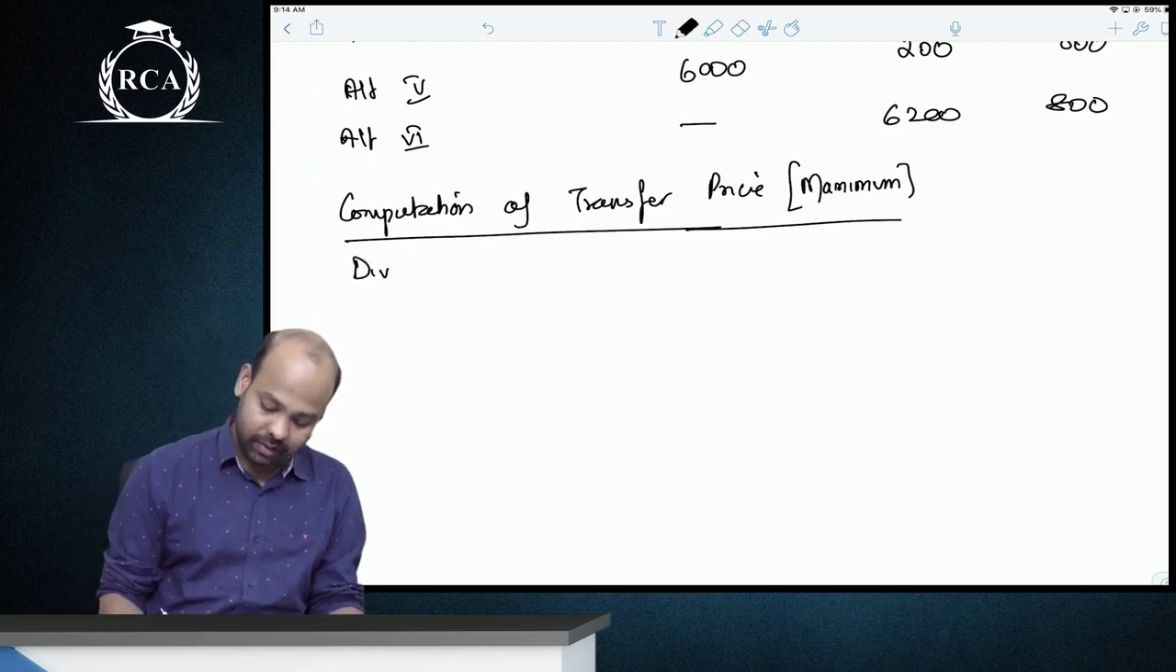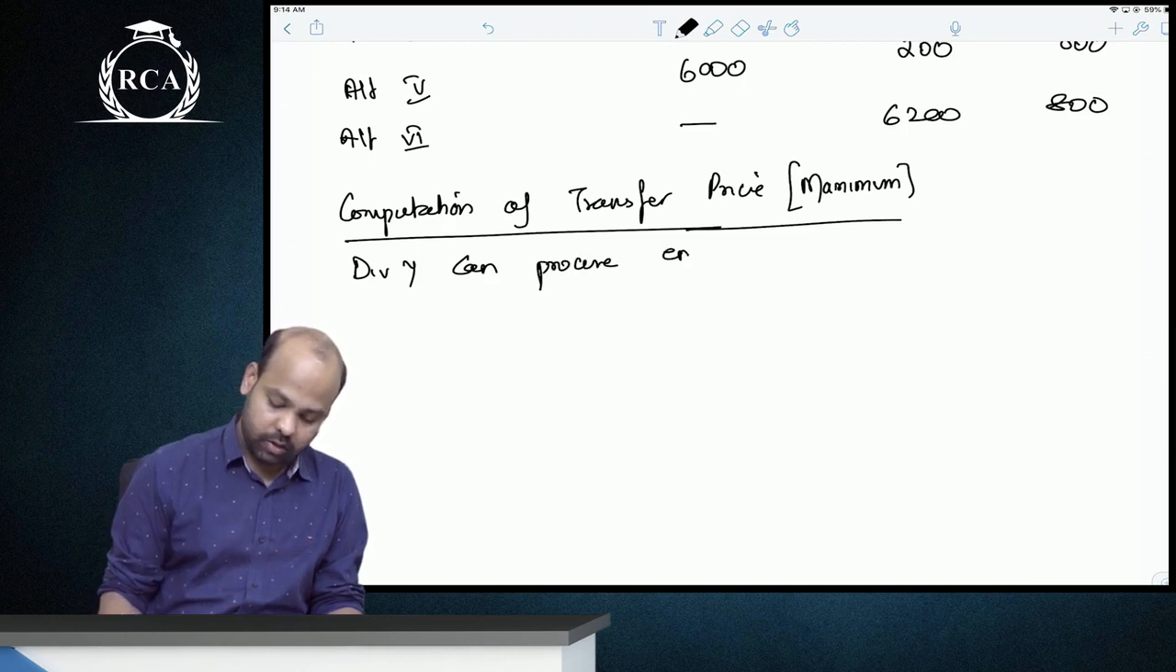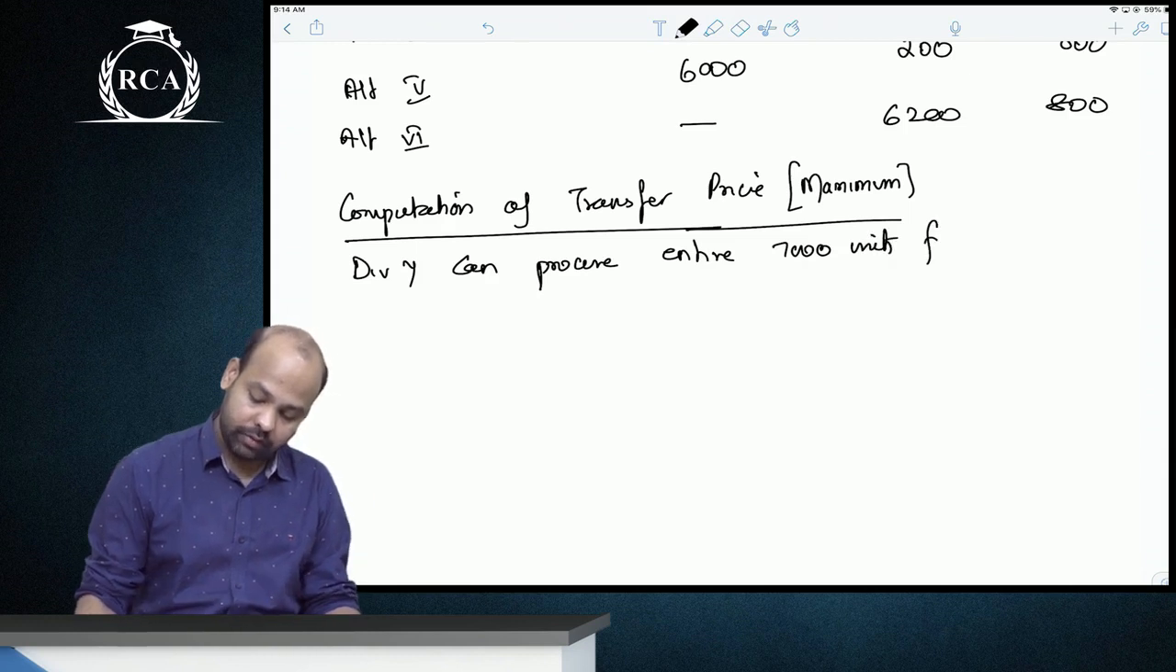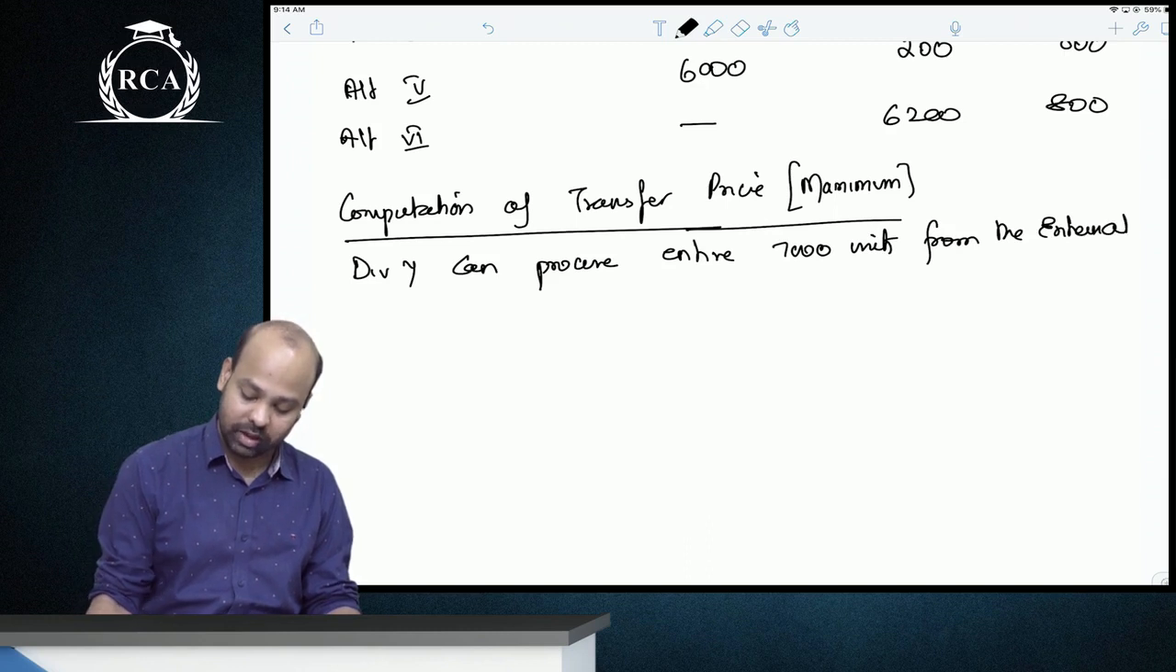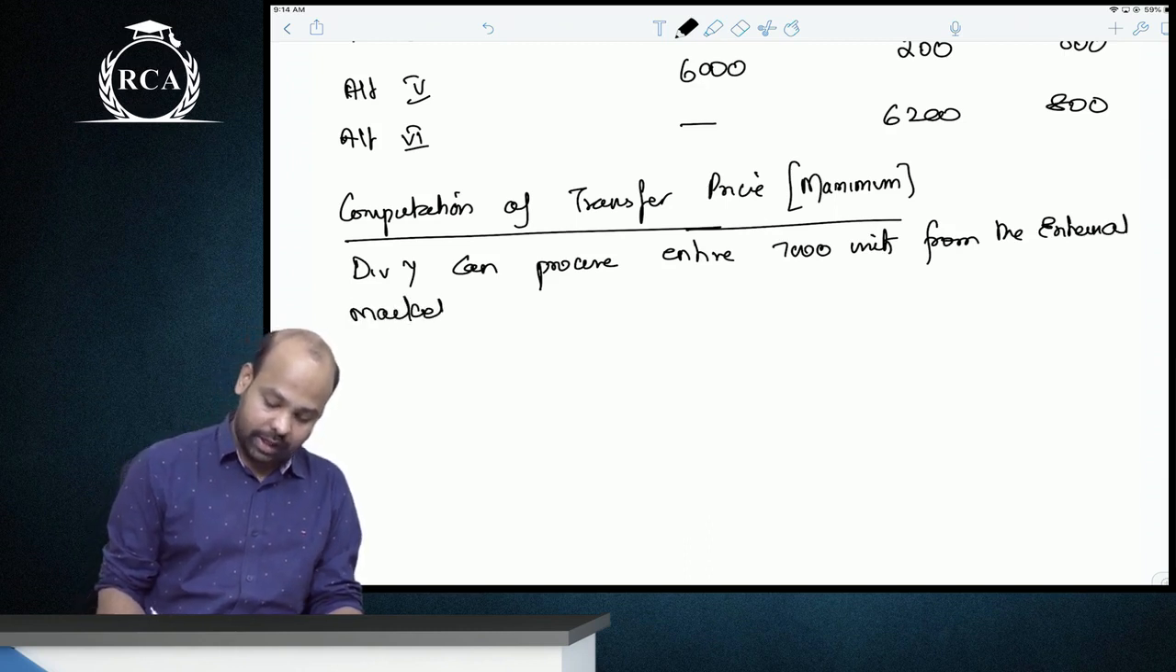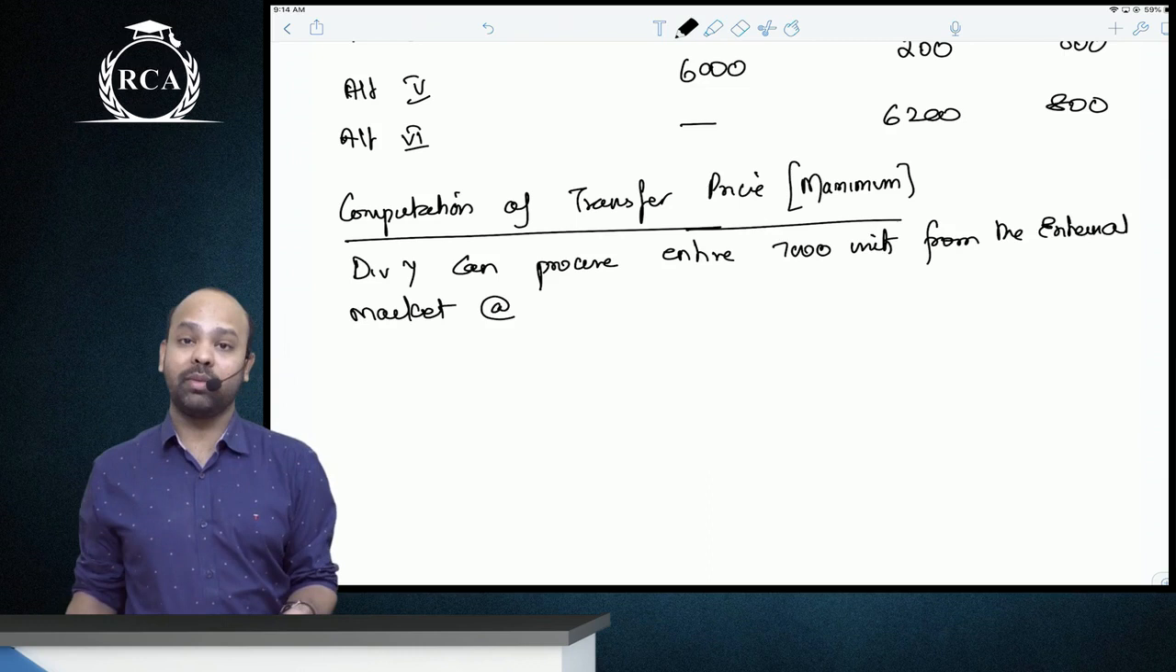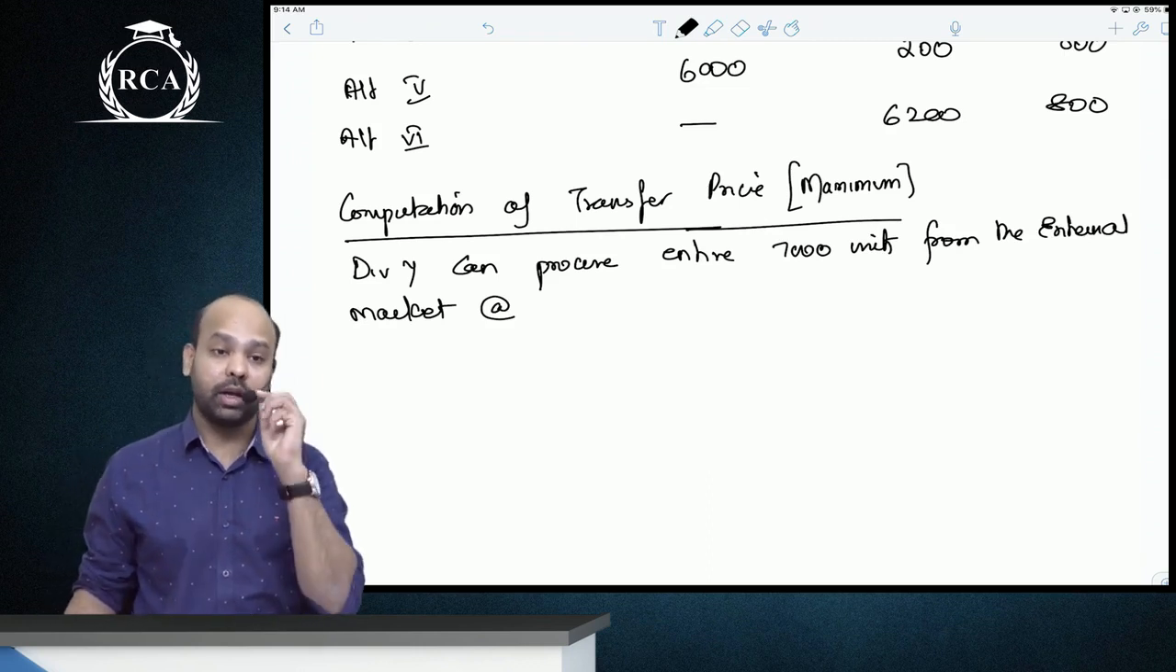Division Y guys. Division Y can procure the entire 7,000 units from the external market. Most important part, beta, listen: from the external market. At what price, sir? They can procure the entire quantity from the external market at a price of 900 rupees per unit.